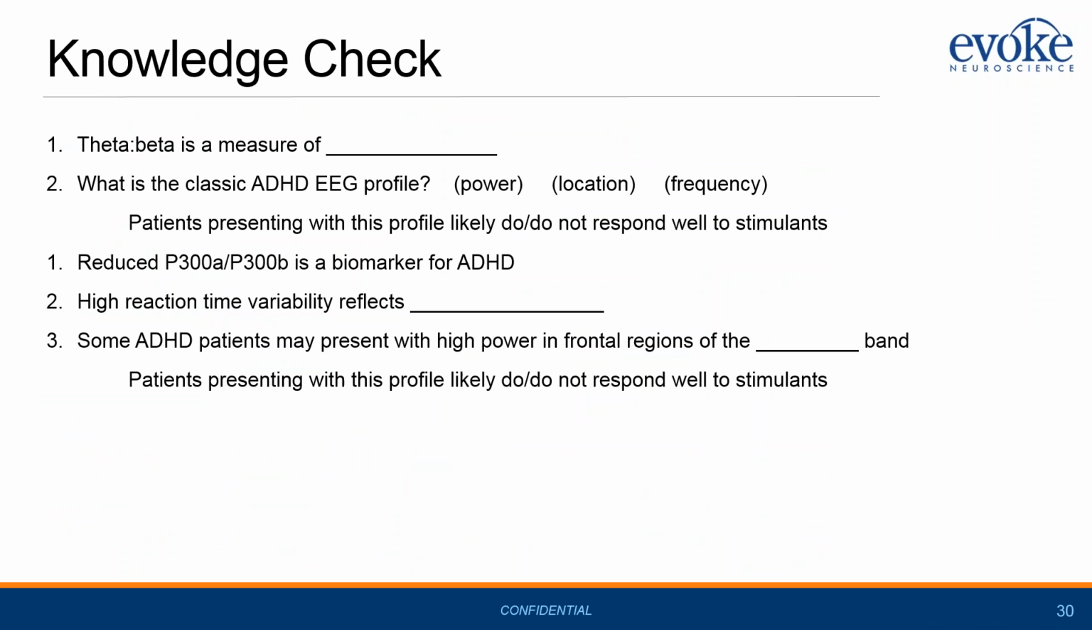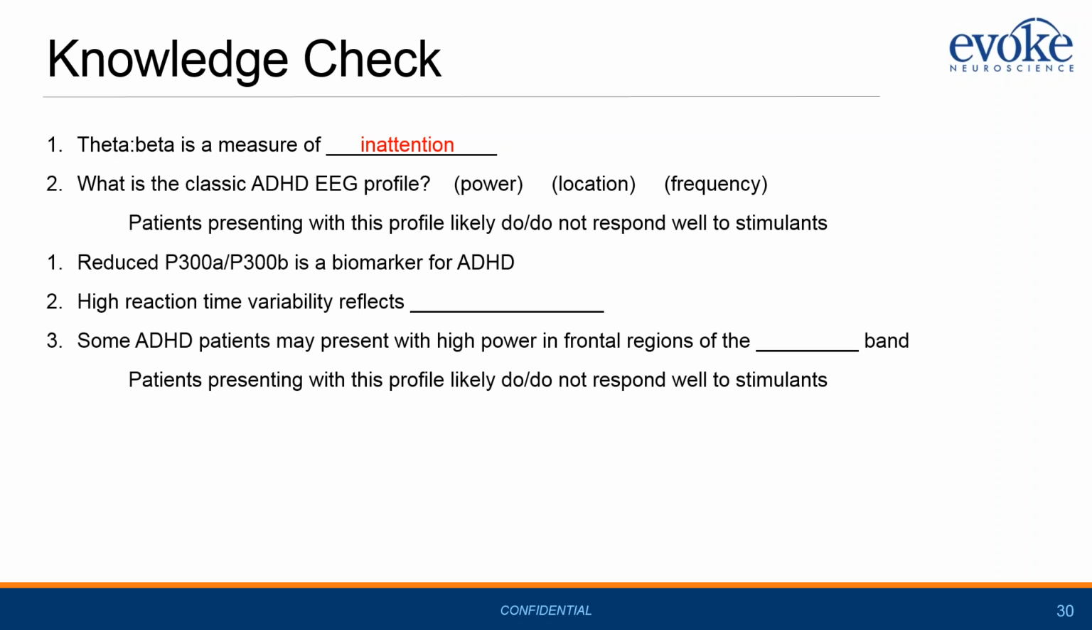All right, we've made it through our presentation for today, and we're going to finish up with a quick knowledge check. So if you're still with me, try and answer these questions on your own before I reveal them. So theta-beta is a measure of what? Well, remember, it's not directly a measure of ADHD, because there are a couple different ADHD subtypes, but it is a measure of inattention, and that's technically the FDA definition of it, a measure of inattention.